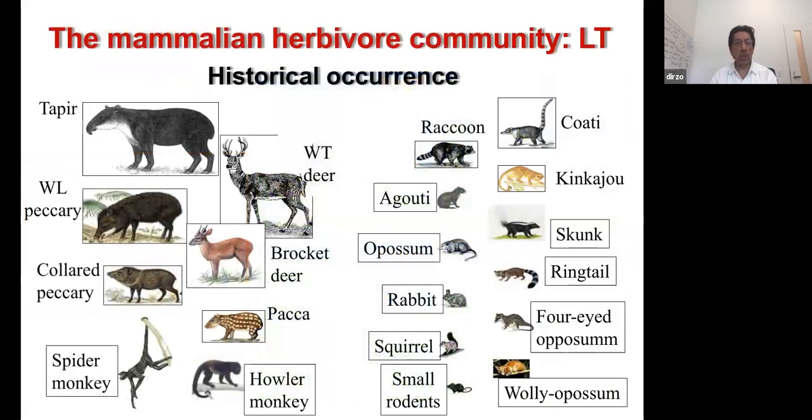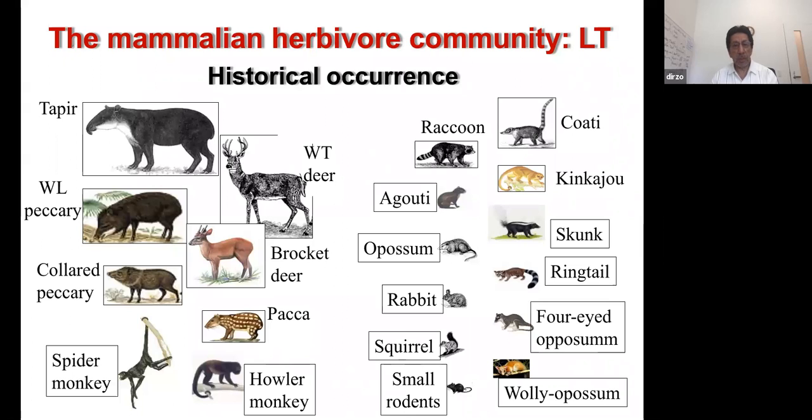So to make a long story short, let me just summarize for you many years of surveying this particular area in terms of the abundance of the mammalian herbivore community in this place. What this slide shows is the historical occurrence of mammalian herbivores, vertebrates, in Los Tuxtlas rainforest. The reason why I can confirm that this is the historical occurrence is because we do have unequivocal evidence that all of the species that you see here in this slide were present in this area. We have the specimens in the scientific collections of the National University of Mexico that show that these species used to be present there.